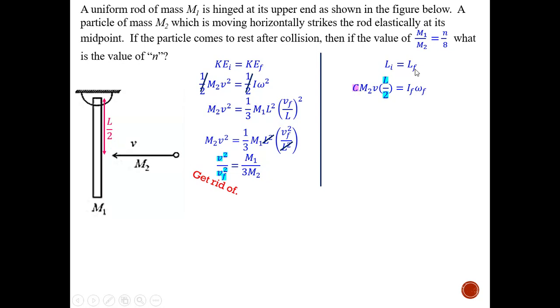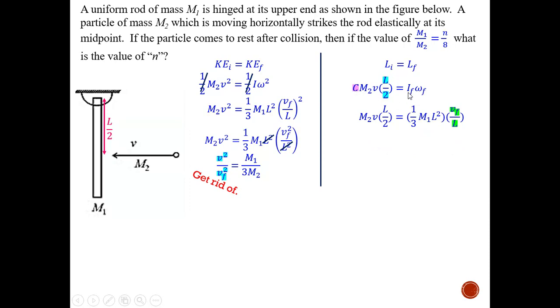On the right side, I just broke up LF into IF omega F. That's because initially the angular momentum is contributed by the particle, but afterwards it came to a stop, so the only thing now moving is the rod swinging on its end. So I'm simply going to say the angular momentum in the final frame is IF times omega F. Here I'm going to leave out the C, because C is just 1 for this particular problem, since it is a point mass.